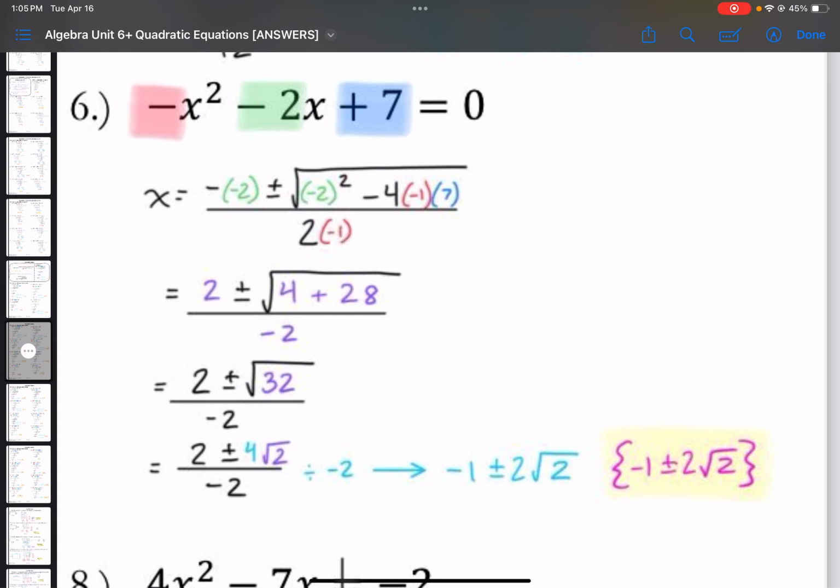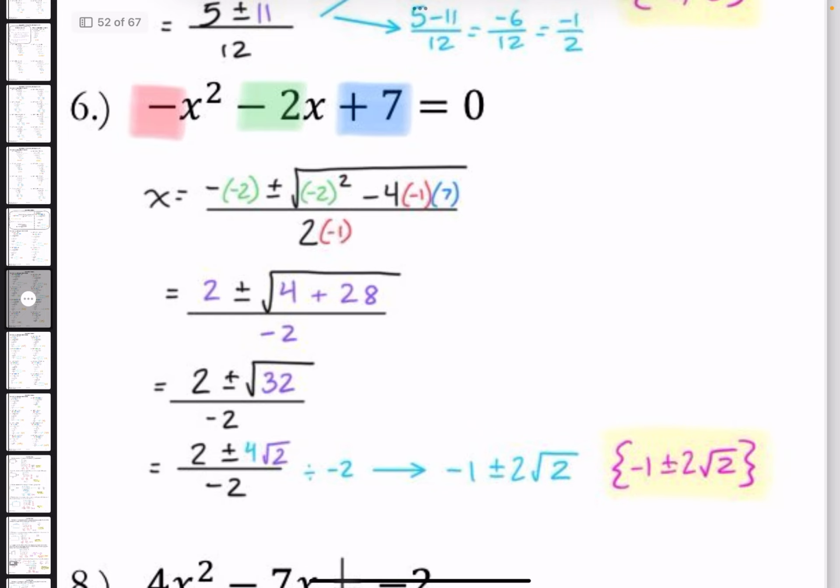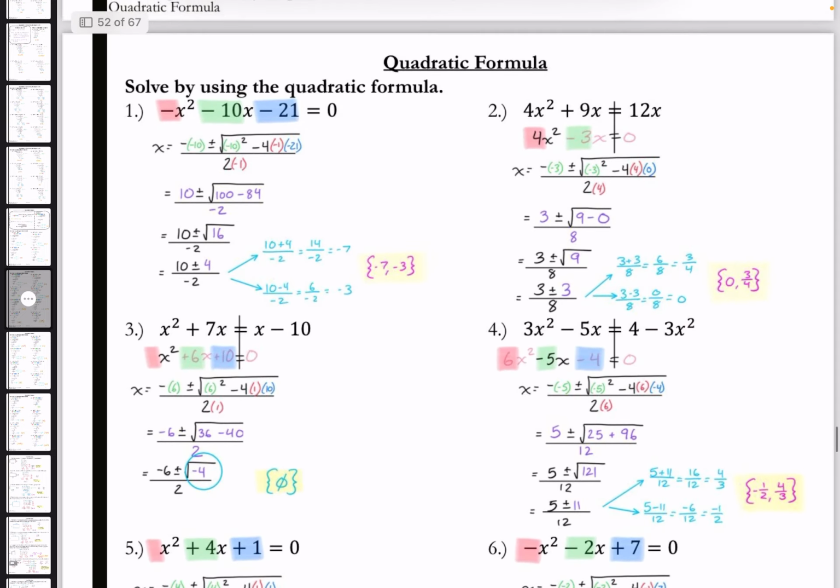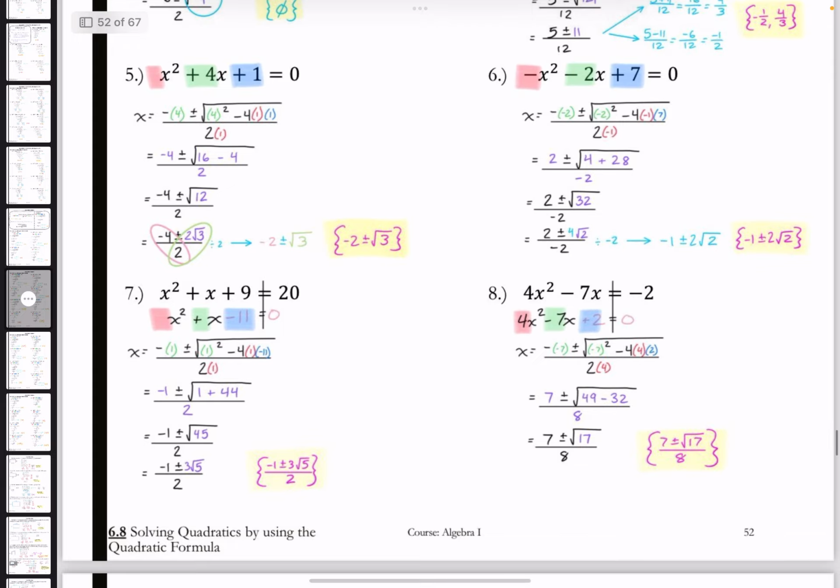So go ahead and pause the video before I display the answers to the rest of this page. I'm going to display the top and then the bottom. Now that you've practiced on this page, here are the answers for numbers 1 through 4. You can pause the video. And here are the answers for numbers 5 through 8. You can pause the video.